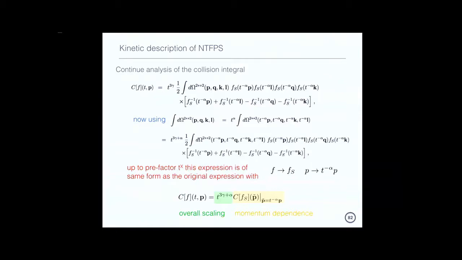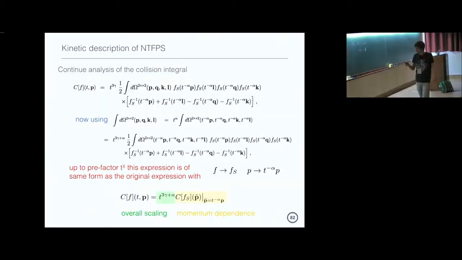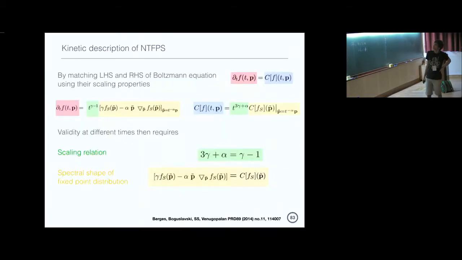Then there's an overall scale factor with time, and then the entire momentum dependence is encoded here, but only depends on the scaling function of your fixed point distribution. So now you have to put the pieces together. What happens is really amazing, right? You start with this complicated Boltzmann equation, a complicated integral differential equation.